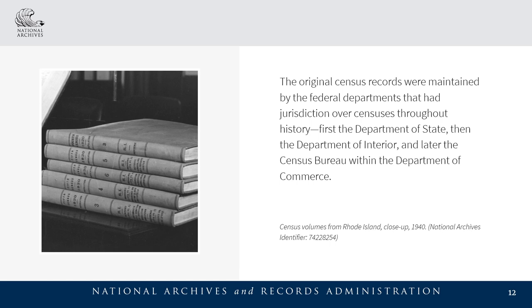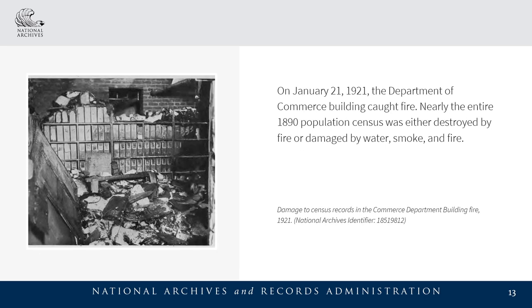The original census records were then maintained by the federal departments that had jurisdiction over censuses throughout history. First the State Department, then the Department of Interior, and later the Census Bureau within the Department of Commerce. These records too succumbed to fire. On January 21st, 1921, the Department of Commerce building caught fire. Nearly the entire 1890 population census was destroyed.